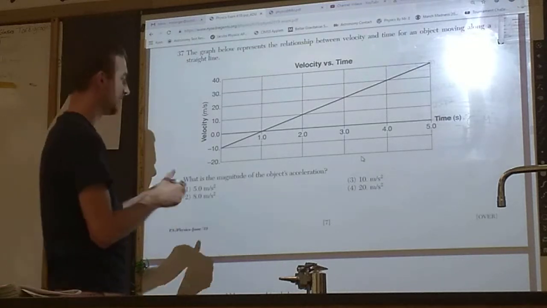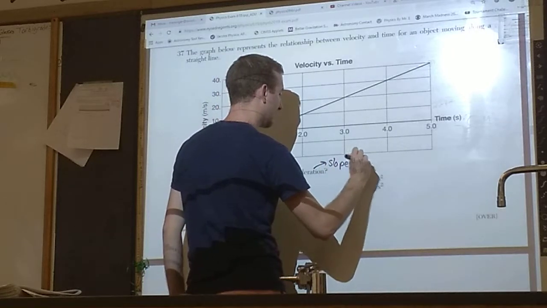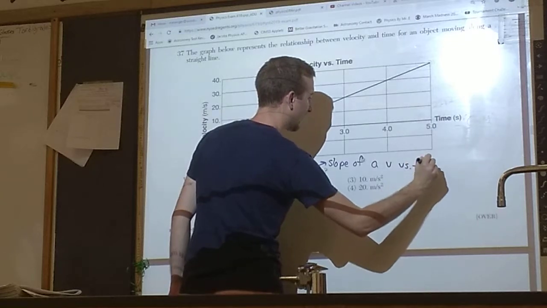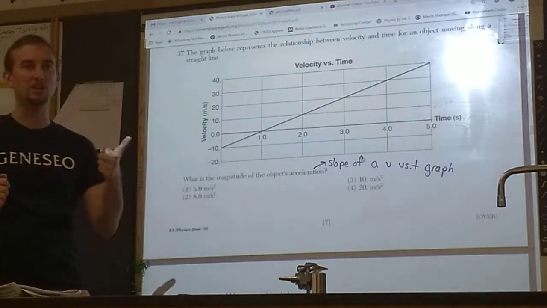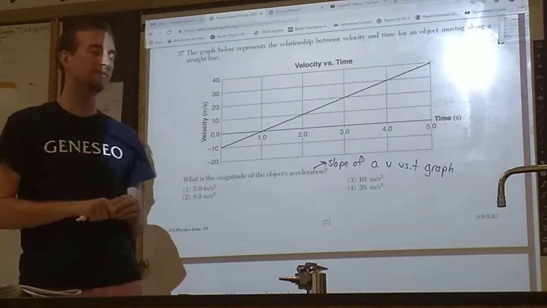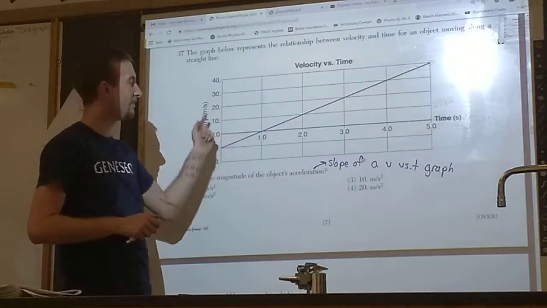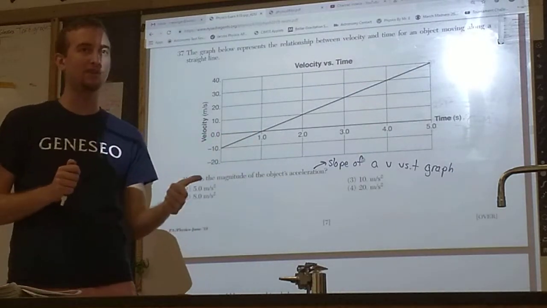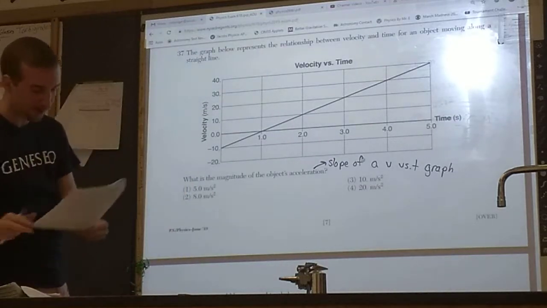The key here, we know that the acceleration is the slope of a velocity versus time graph. Or we should know that, okay? That's very important. The slope tells you the change in one quantity in terms of the other. If we have a v versus t graph, we want to know the slope tells us the change in velocity over time. That is literally the definition of acceleration. So all we need to do is take the slope.